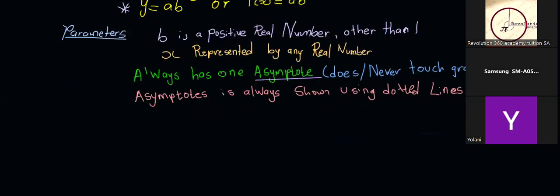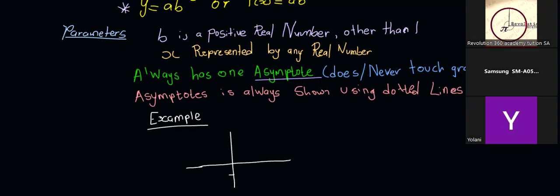So now I just want to show you an example of an asymptote. In this instance, let's say you have a Cartesian plane like this. And then here we have -1. Since this is -1, let's say this one is our asymptote.